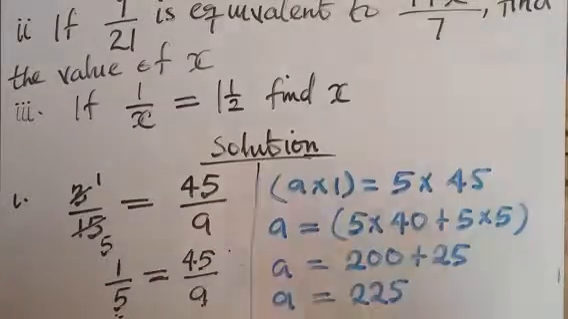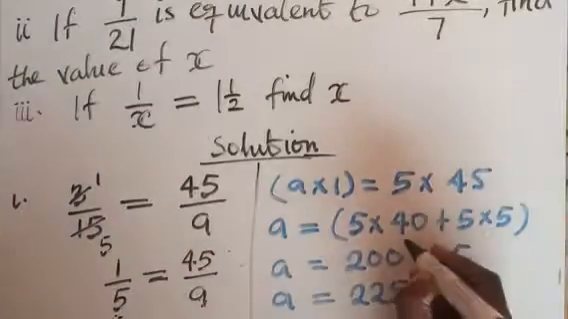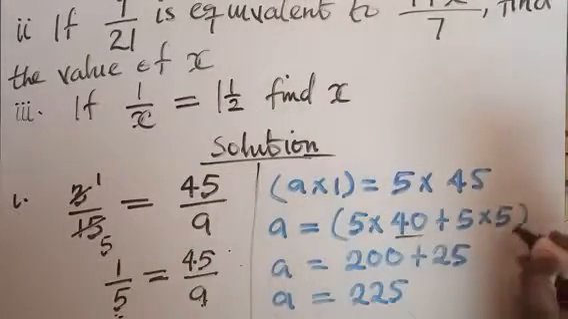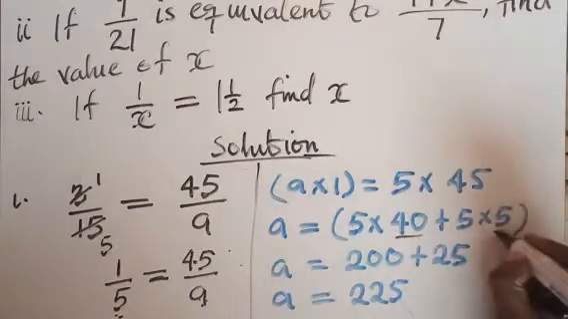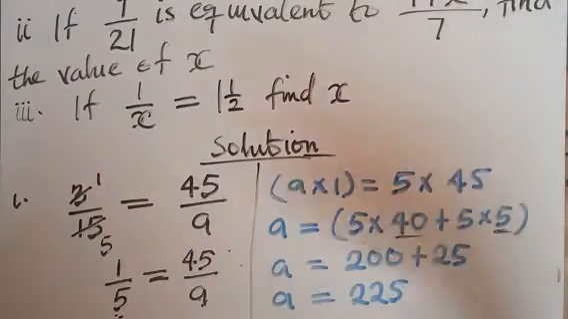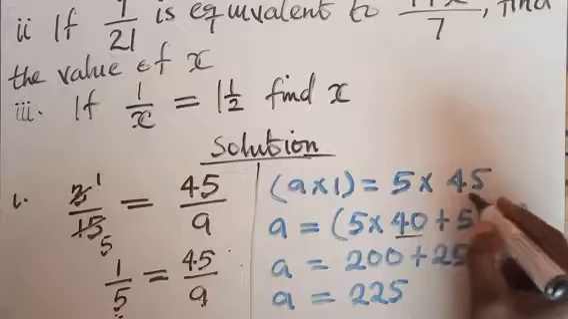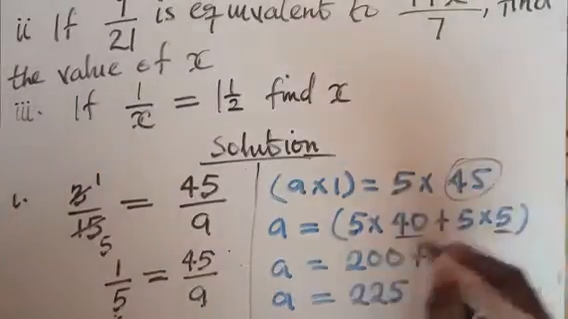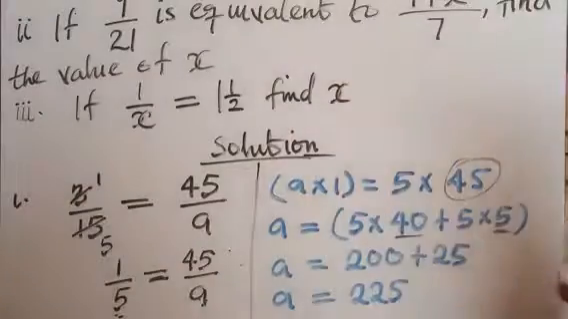Now you can see the 45, I split it into two. Let me use black ink here. I split them into two. So this is 40 plus 5, and each aspect is being multiplied by 5. So to speed my math, I only split this 45 into tens and ones, and then 5 will multiply them. I call it speed math.